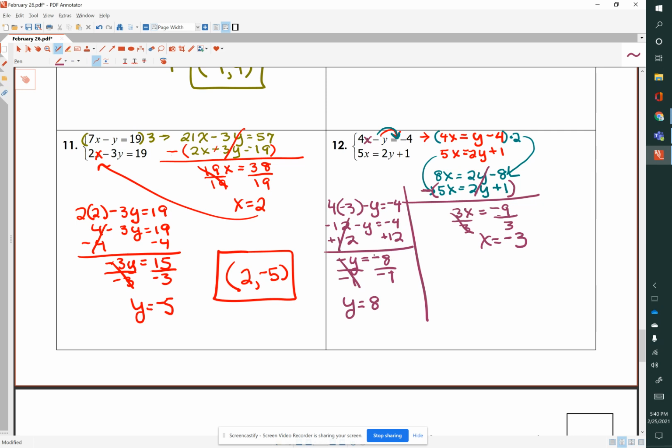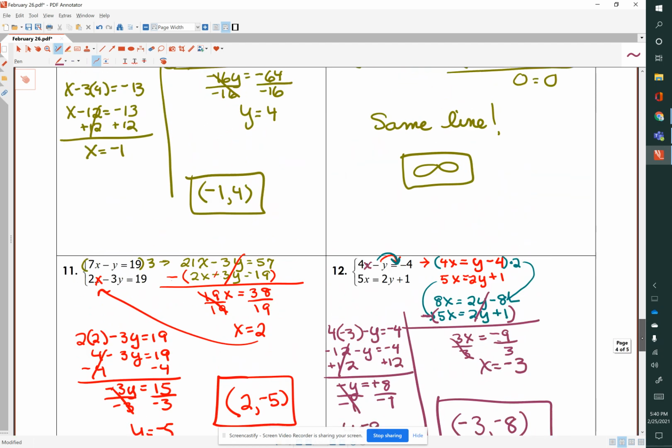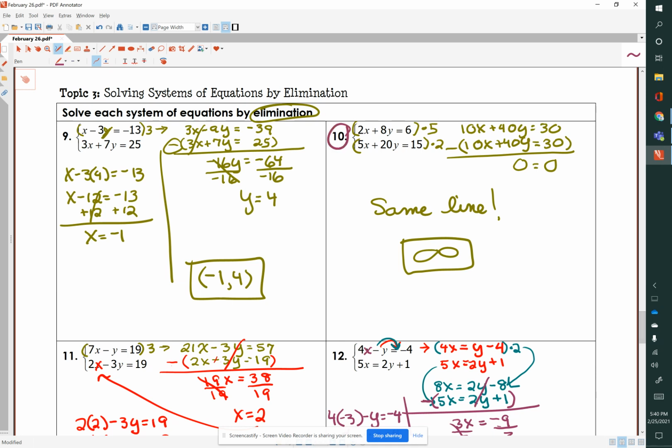I'm sorry, this is positive. This is negative 4 plus 12, positive 8, divide by negative 1. Yeah, y equals negative 8. Okay, so we've got negative 3, negative 8 for our final answer. Now you can graph all of these on Desmos, and you would easily see what the correct answers were. And you would see that overlapping number 10 here, where both lines are the same. So there's an infinite number of solutions for that one.